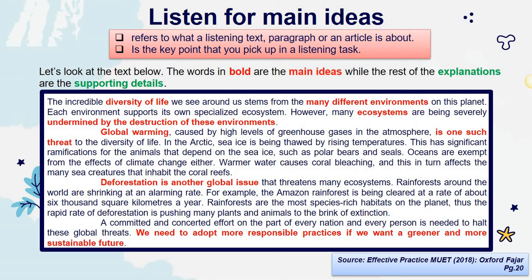Let's look at the text below. The words in bold are the main ideas, while the rest of the explanations are the supporting details. Let's read it together.